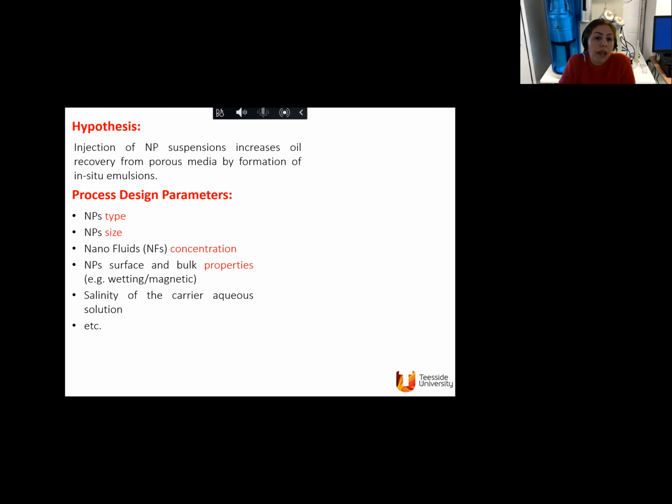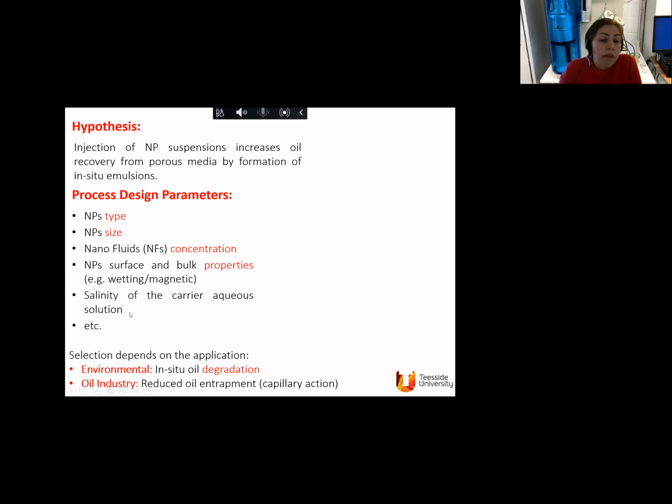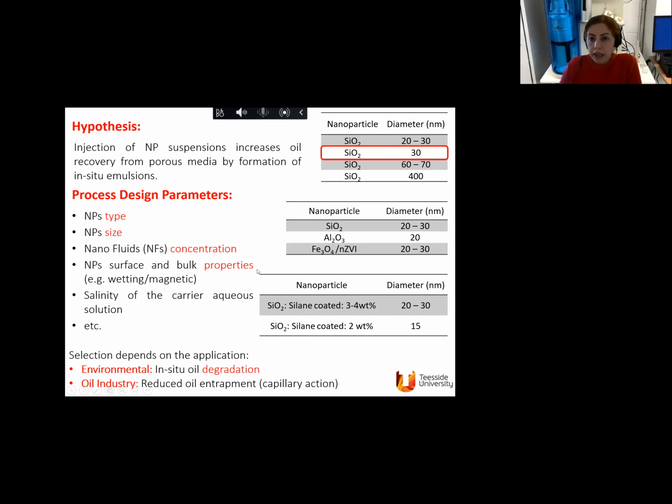So you can think about, for instance, nanoparticle type, its size, the concentration of the suspension that you're going to use, the properties, if you're going to use, for instance, a coated nanoparticle, which has differently designed wetting properties, or in general, just bulk particles of the nanoparticle. You can also think about the environment that the particles are going to be suspended in. And depending on what the application is, you'd end up selecting a specific combination of these parameters.